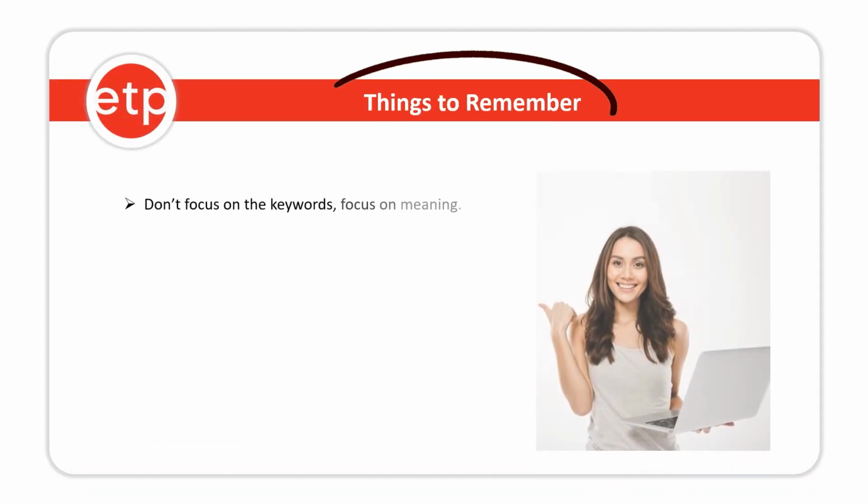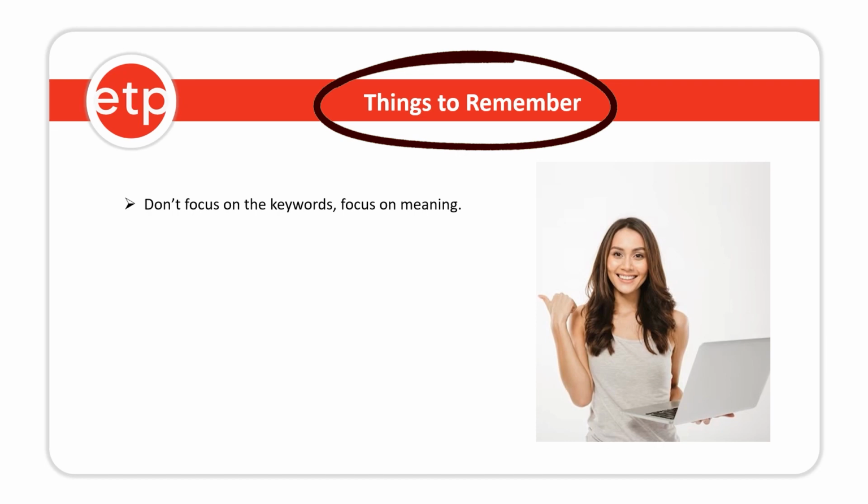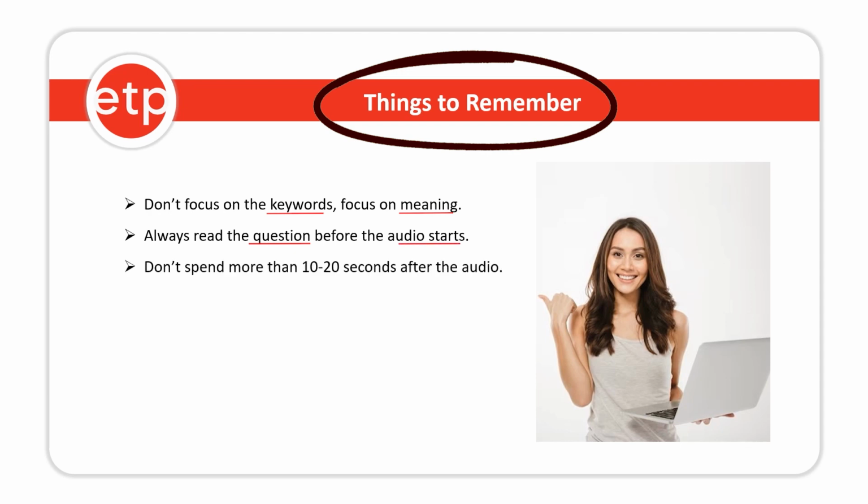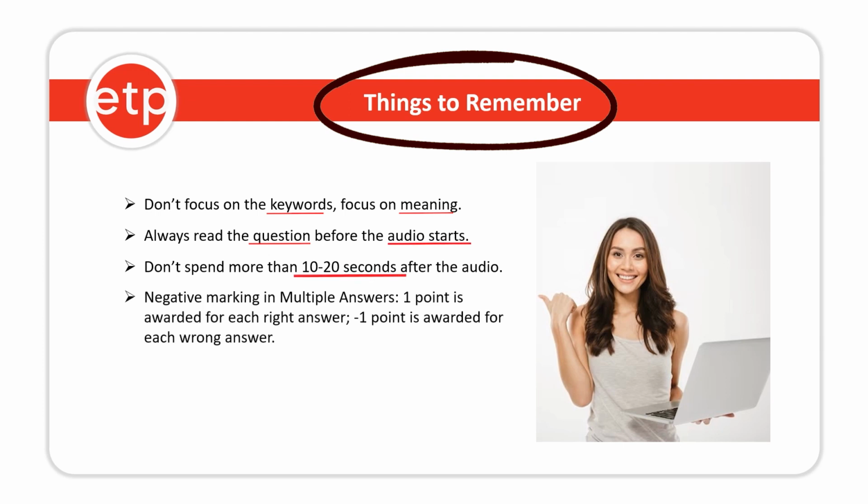After the basic information and example, now let's talk about the things one should remember while performing the task. First, you don't have to focus on the keywords, rather you have to focus on the meaning. Always read the question before the audio starts. Next, you don't have to spend more than 10 to 20 seconds after the audio is over. In terms of negative marking, yes, it's there in multiple choice questions with multiple answers. So, 1 point is awarded for each right answer and -1 point is awarded for each wrong answer. If you are not sure about any option, choose any one, but keep trying.